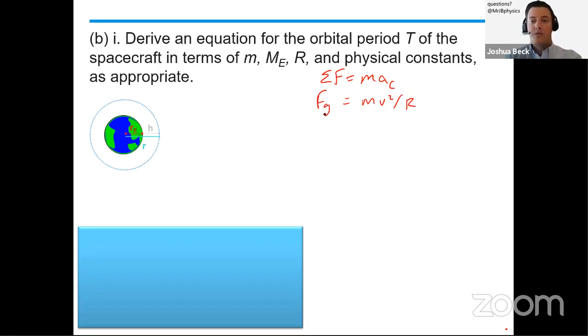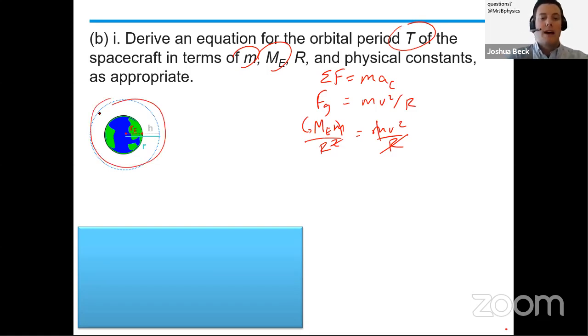Now, I know that the force of gravity could be calculated with this. This is the mass of the Earth. This is the mass of the spacecraft. I'm using the variables they give me. So I have this here. Now, at this point, I could do some simplification. I can go ahead and cancel out this r with one of these. I can cancel out the mass of the spacecraft on both sides. And what I end up with is v squared equals GM over r. But that's still not in terms of period. So to determine the period, I need to go one step further.